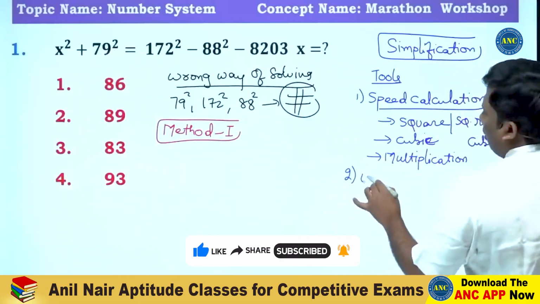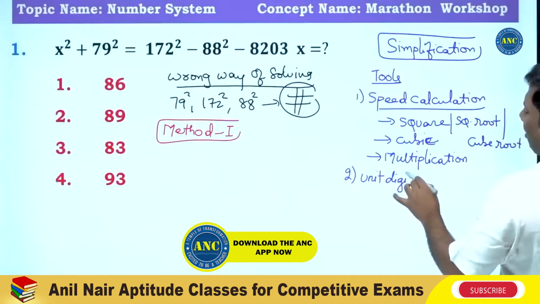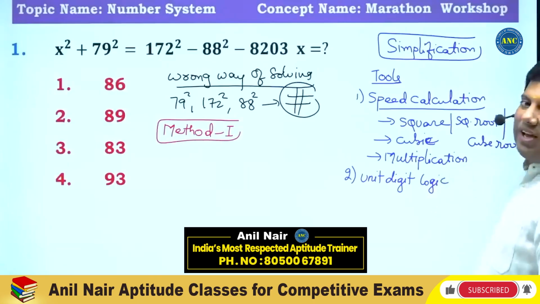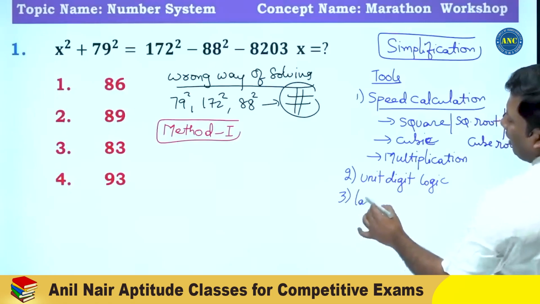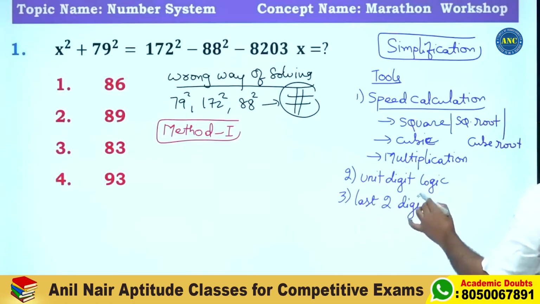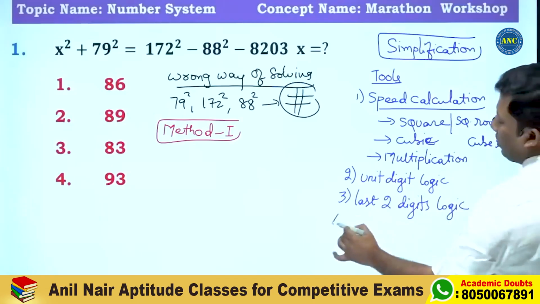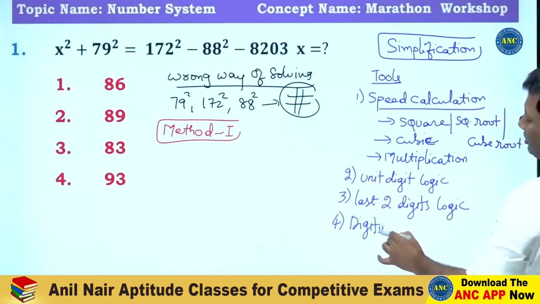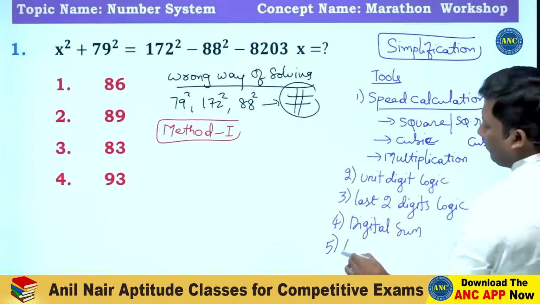Then he should know how to use the unit digit logic. 99% of the simplification related problems can be solved using these tools. Next one, last two digits logic. One by one, I will start with the fundamentals. Last two digits logic. Next one is digital sum logic. And the last one is approximation.